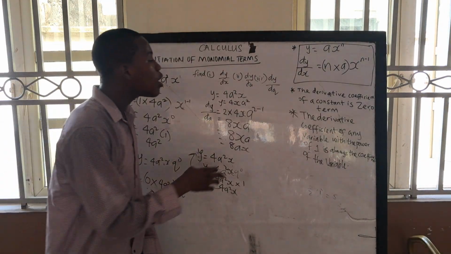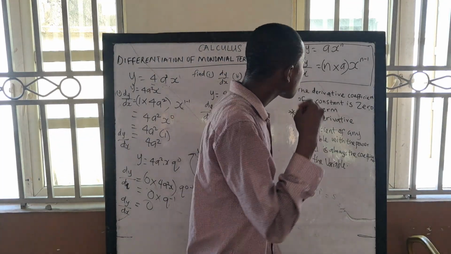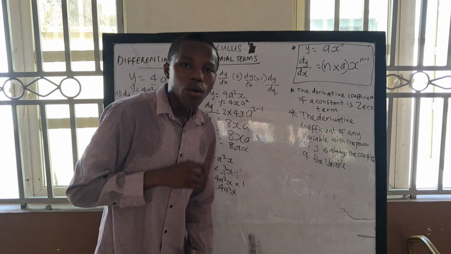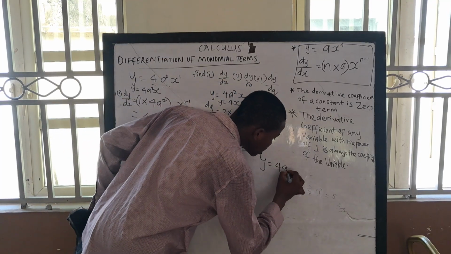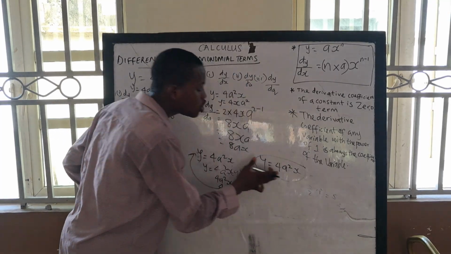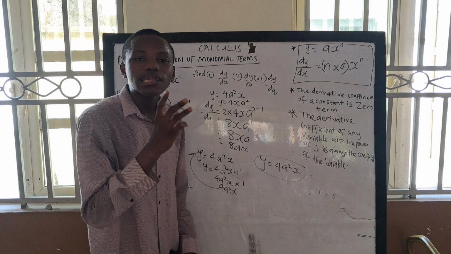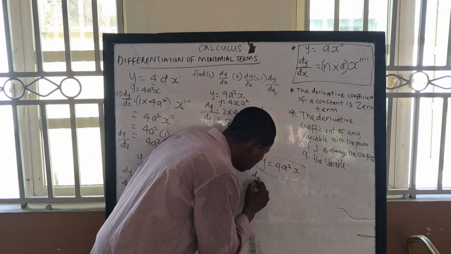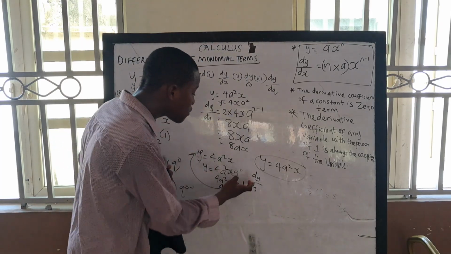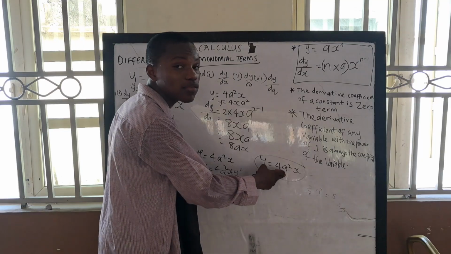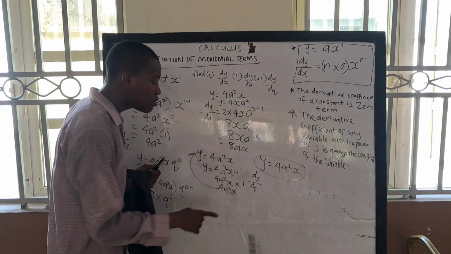Now this brings us back to our bullet point 1, which says the derivative coefficient of a constant term is what? 0. Now, look at this. My function was originally 4a squared x, right? This was my original function, right? But since they say that you find dy dq, I have to include q in my function, right? Because I'm differentiating y with respect to q. I'm not differentiating with respect to a, neither am I differentiating with respect to x. Rather, I'm differentiating with respect to q.